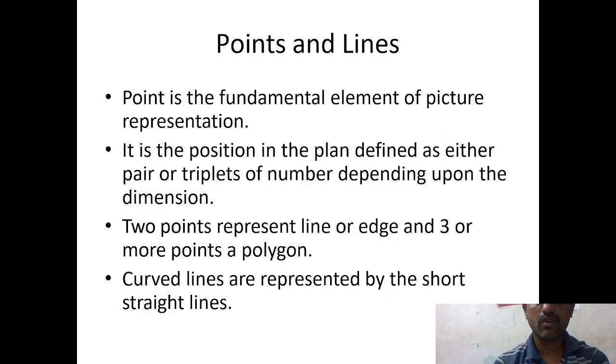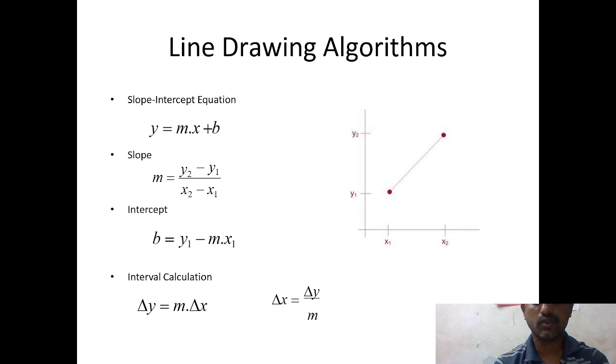See, whenever drawing a line, in the line drawing algorithm there is the slope-intercept equation, that is y equal to mx plus b. Now we can find the m value, that is m equal to (y2 minus y1) by (x2 minus x1). Then intercept b equal to y1 minus m into x1. Then the interval calculations: delta y equal to m into delta x, and delta x equal to delta y by m.